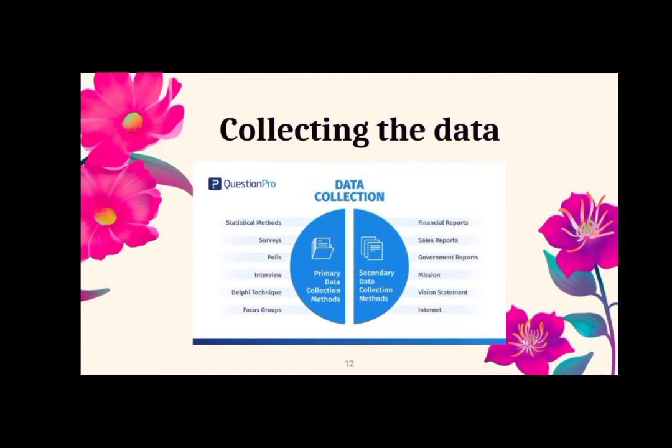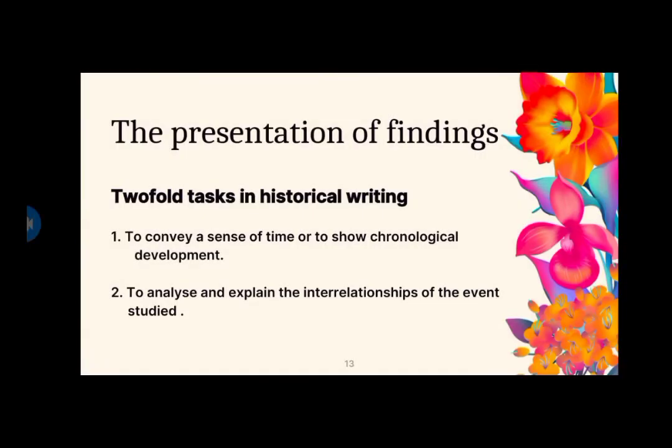Electronic files can also facilitate the use of computer software and programs for data analysis and for translating, collecting, and comparing documents. The dual aspect of the historical enterprise, the effort to establish what happened and the attempt to explain why things happened in the way they did, explains the twofold task in historical writing. First, to convey a sense of the time or to show chronological development. Second, to analyze and explain the interrelationship of the events studied, to detect underlying patterns, to unify the various elements in a satisfactory whole which provides a response to the initial research problem, using an analytical style or an approach by topic.